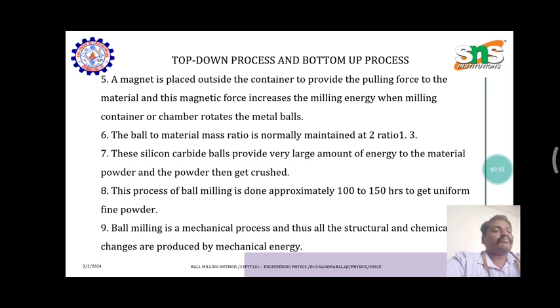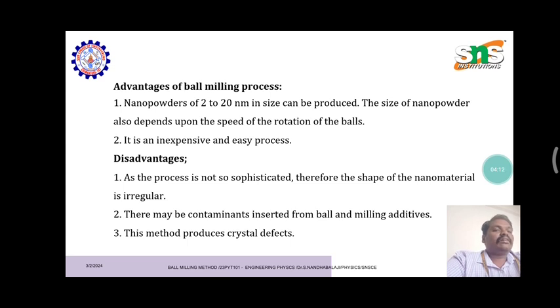This process of ball milling is done for approximately 100 to 150 hours to get a uniform fine powder. Ball milling is a mechanical process, and thus all the structural and chemical changes are produced by mechanical energy. Advantages of the ball milling process: nanopowders of 2 to 20 nanometers in size can be produced. The size of the nanopowder also depends upon the speed of rotation of the balls. It is an inexpensive and easy process.